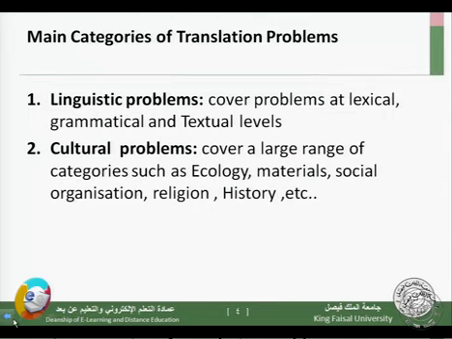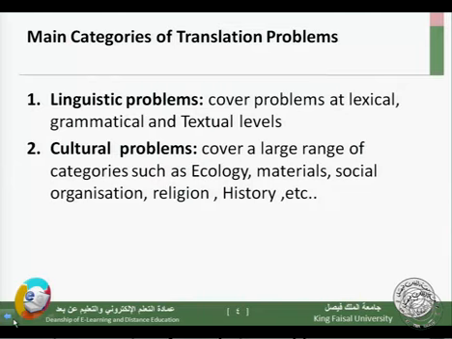Now, what do cultural problems cover? They cover ecology, material culture, social organization, religion, history. All these categories come under the umbrella of cultural problems. But inshallah, we'll talk about them in due course. Okay? So we have these two main categories.